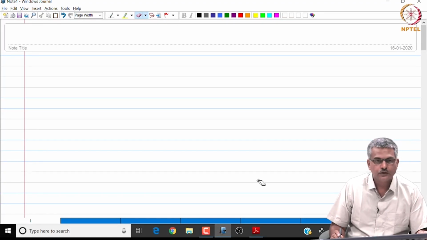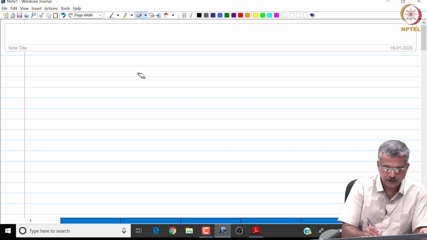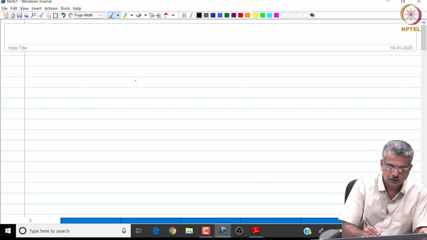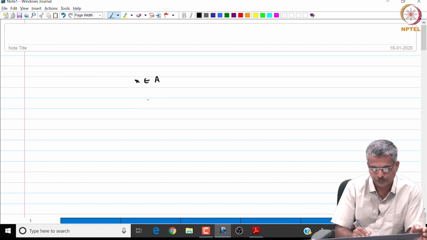Okay, we will continue with our previous discussion where we had stopped with the definition of an interior point of a set. The way it was defined was: a point x in a set A is said to be an interior point if you can find a neighborhood such that all its points belong to the set A.